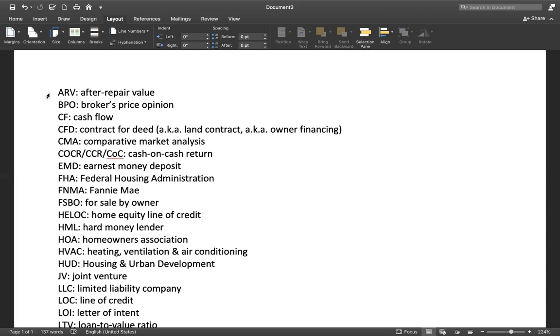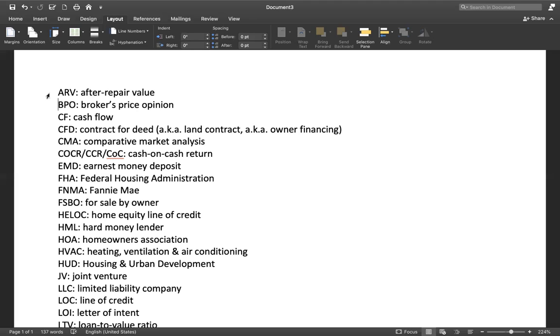BPO is another acronym, for broker's price opinion. And that's an example where, for example, when we're buying REO properties, sometimes the listing agent for the REO property will have a BPO, basically what they think the as-is value of the property is that will sell in like 30 days. So that's just the opinion of the broker there.